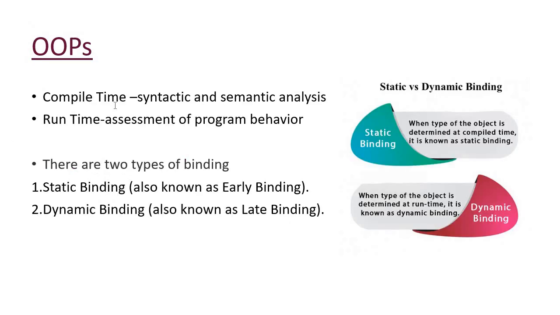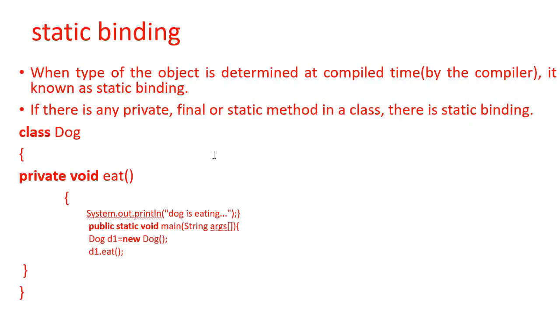Next, compile time, syntactic and semantic analysis, and runtime assessment of the program behavior. There are two types of binding. The first one is static binding, the other is dynamic binding. Static binding is known as early binding. Dynamic binding is known as late binding. When the type of object is determined at compile time, it is known as static binding. If there is any private, final or static method in a class, there is static binding.